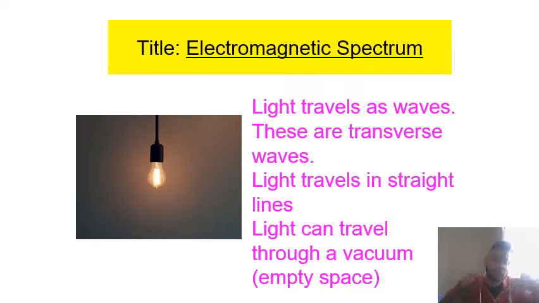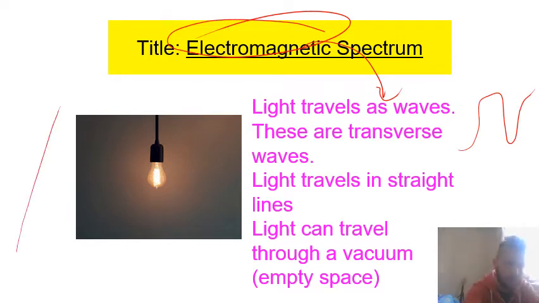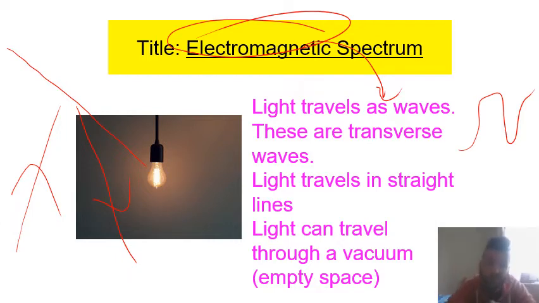So we know light travels as a wave. We can now say light travels as an electromagnetic wave. If we want to add in a little bit more detail, we know these are transverse waves. We know that light travels in straight lines from when we have drawn ourselves ray diagrams and stuff like that. And we also know that light can travel through a vacuum. It doesn't need a medium to travel through. And we've observed that from the fact that light comes from the sun.